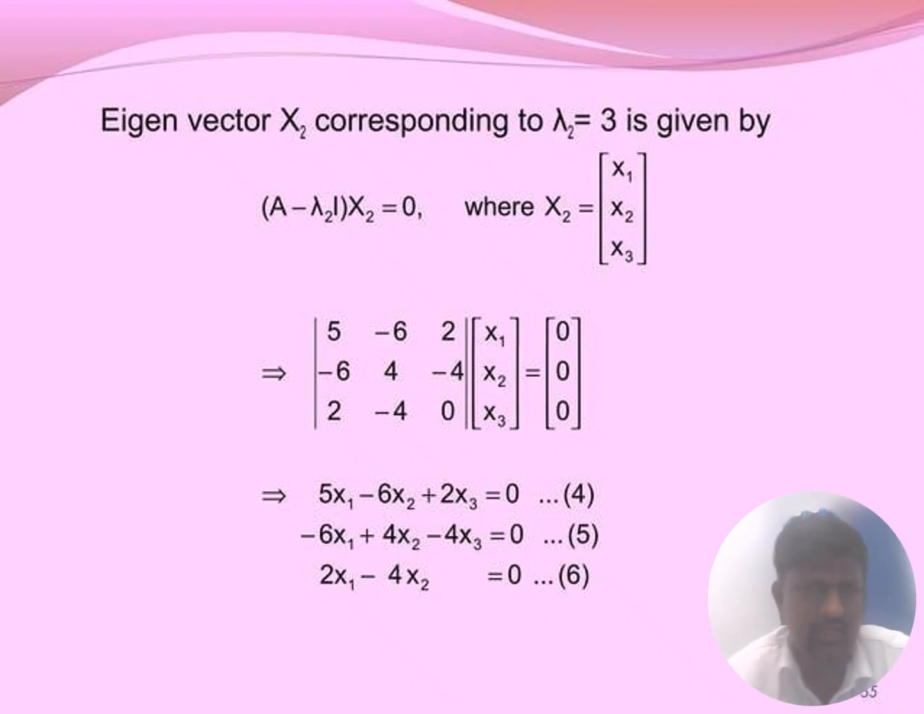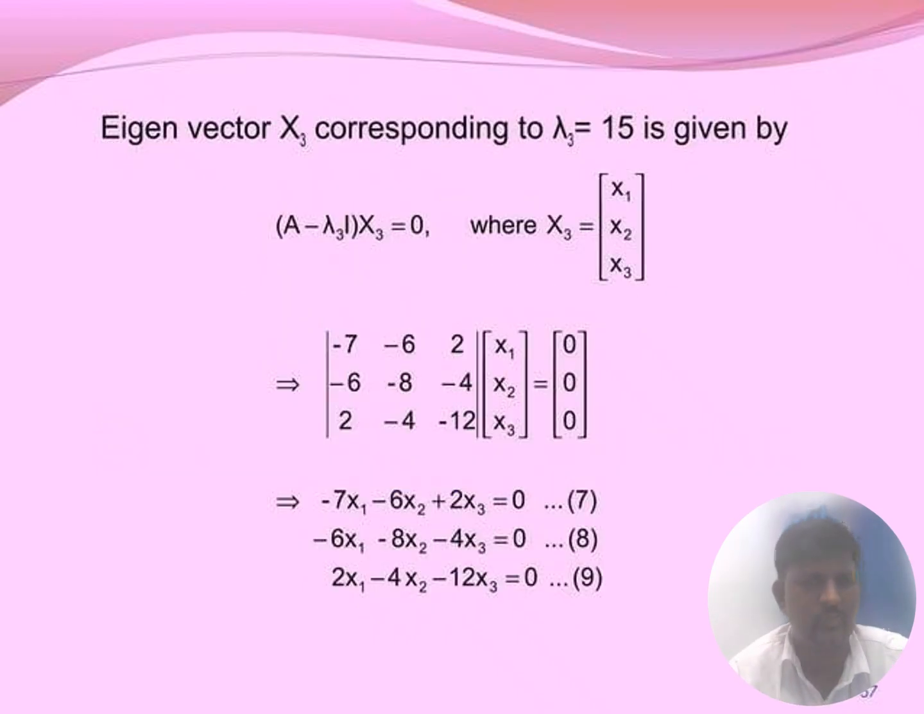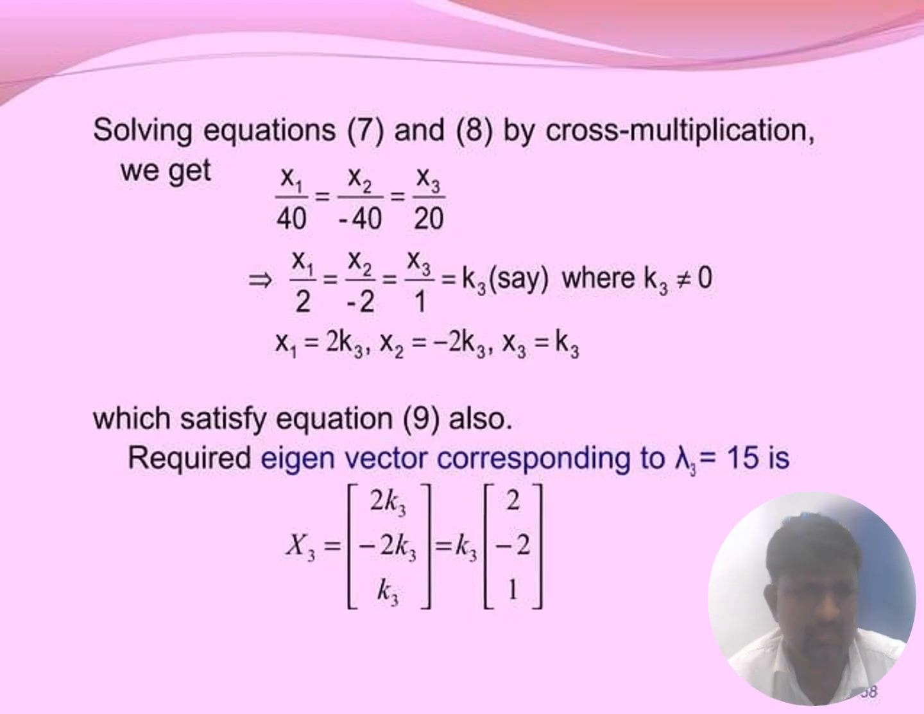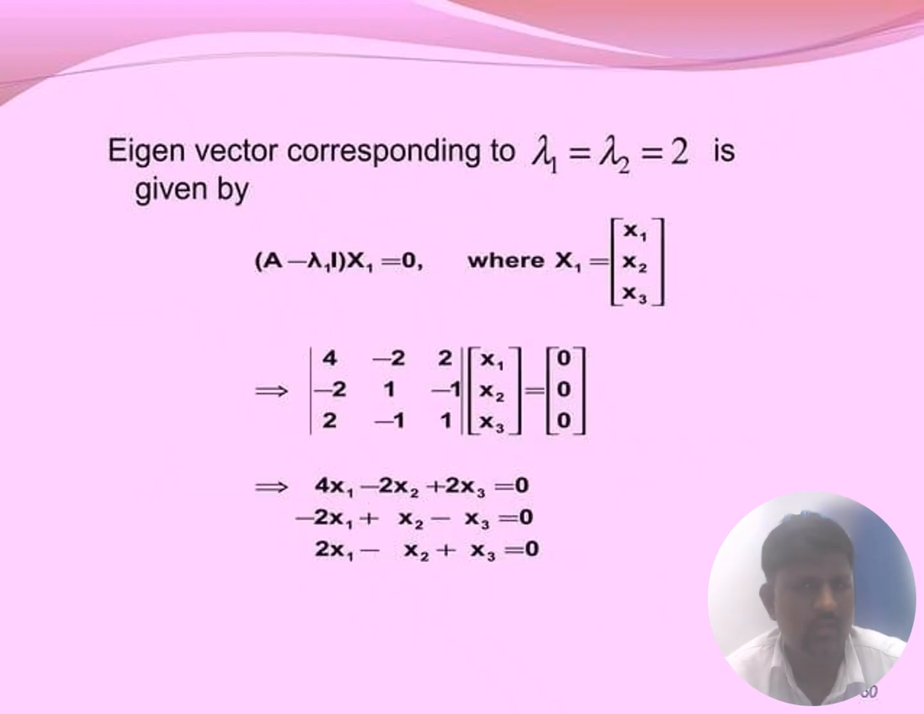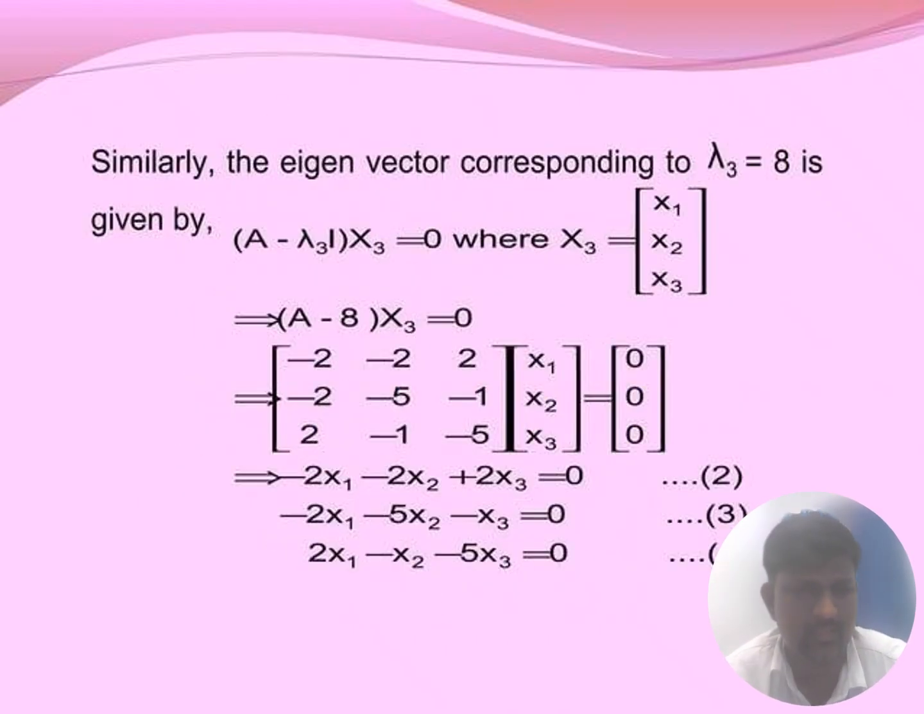Similarly, we can find the other eigenvectors for the corresponding eigenvalues. So for lambda is equal to 3, we can find X2, that is the second eigenvector, that is 2, 1, minus 2. Similarly, we can find the third eigenvector, that is 2, minus 2, 1. Similarly, we can solve the other problems.